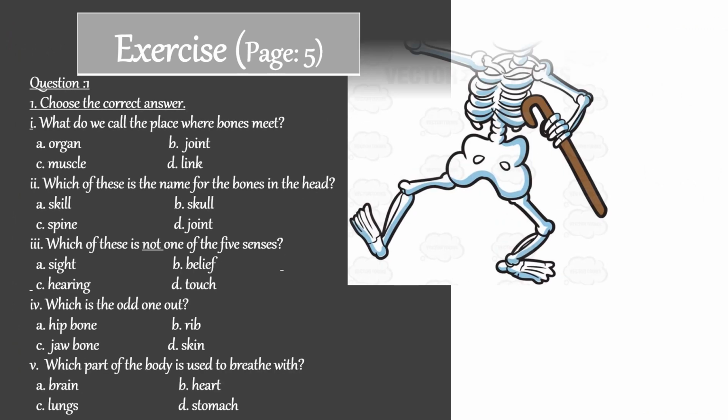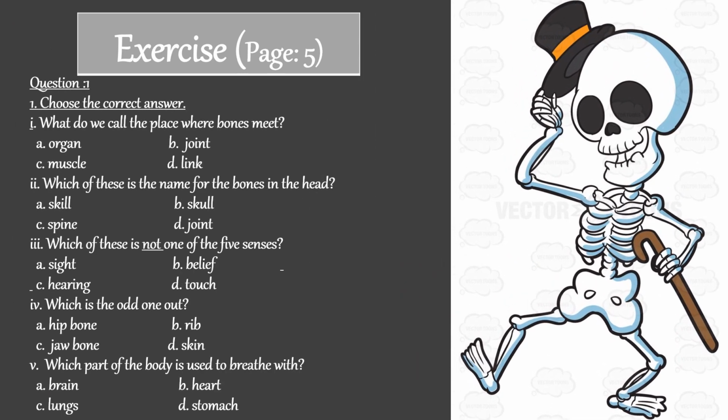Now we will start our exercise. This is just to help you and make everything easy for you. I shall read the exercise and guide you in a direction and you have to guess the answer. Now look at the exercise. Its question number 1 is choose the correct answer. You have been given 4 options for each question. You have to choose the correct one.